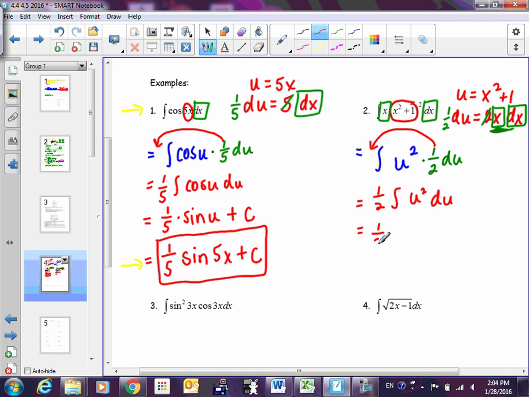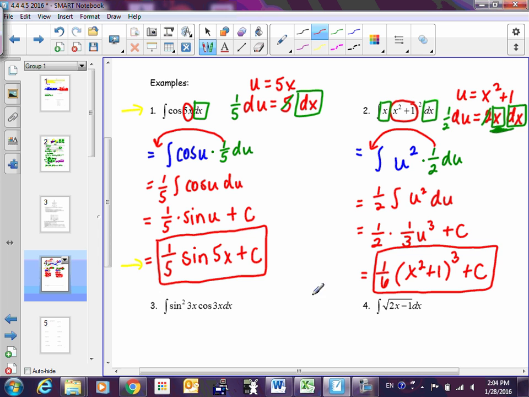Okay, what is the antiderivative of u squared? 1/3 u cubed, and then plus c. So then 1/2 times 1/3, that would be 1/6. Instead of u, I need to go back to my original problem and ask, what was u equal to? It was equal to x squared plus 1. And that's your answer.